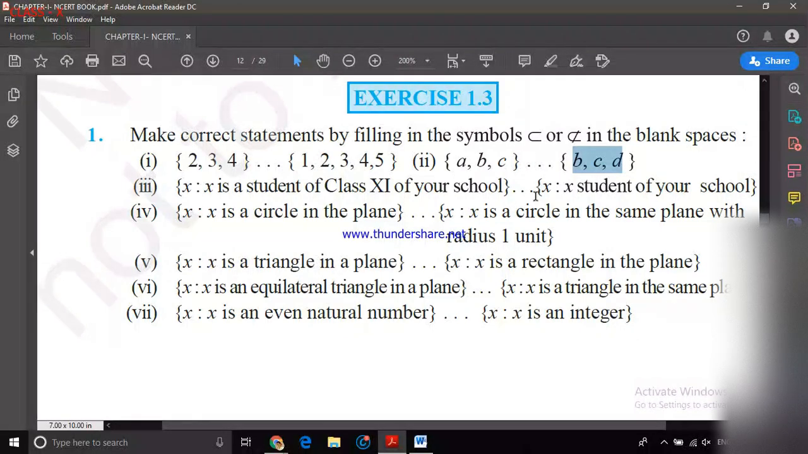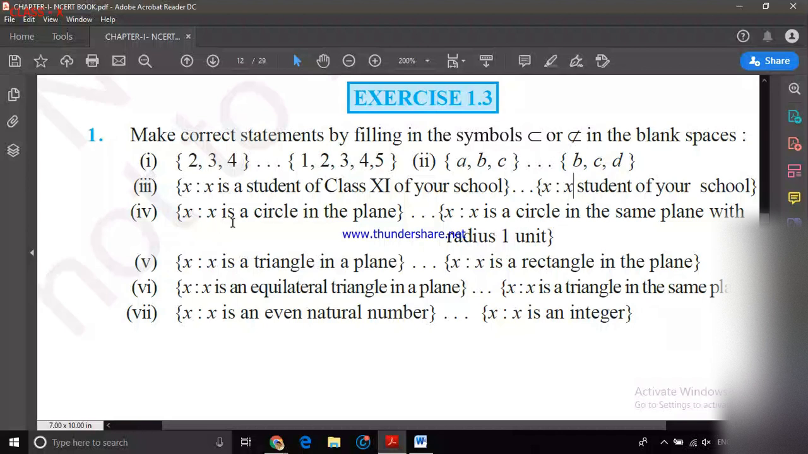I am a part of the school, whatever the class I study, but I must be a part of that school. Then only I can be in that school and that particular class. Let me change the question a little bit. X is a student of class 11th of your school, and the second one is X such that X is a student of maybe DPS school or some other school. Then it cannot be a subset because both the schools are different. But in the given question, it's talking about the same school, so it has to be a subset.